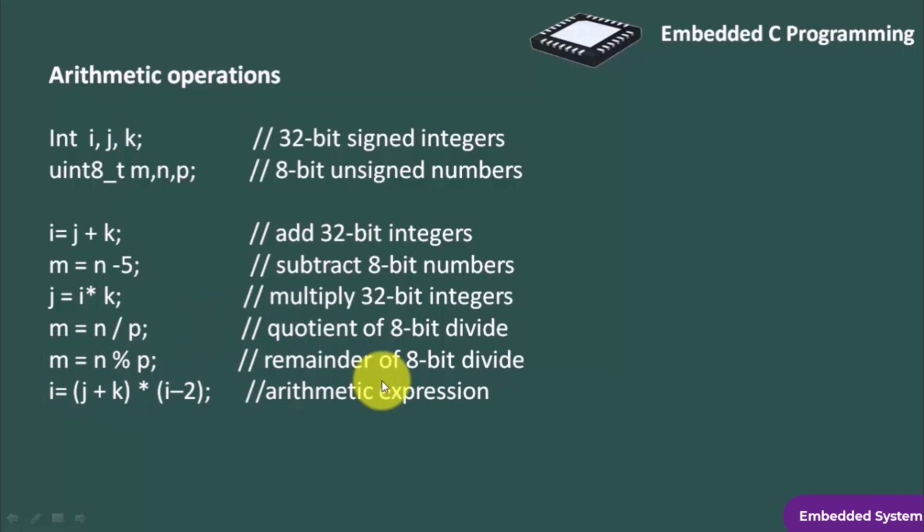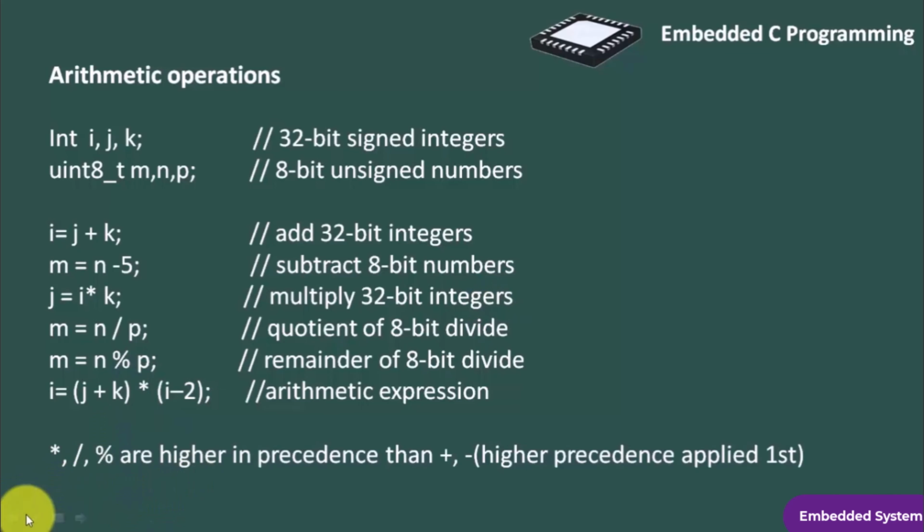Embedded C also supports arithmetic expressions like this. Here, the arithmetic operation inside the bracket will get executed first, and then the multiplication operation gets performed. Multiplication, division, and mod are higher in precedence than addition and subtraction. Here is the example: j multiplied by k plus m divided by n. This arithmetic expression will get evaluated as this expression, meaning the multiplication of j and k gets performed, and the division operation of m and n gets performed, and then at last the addition will get performed.